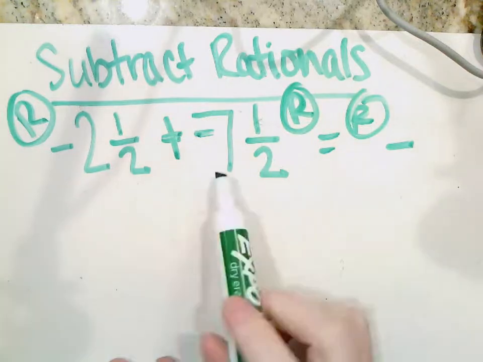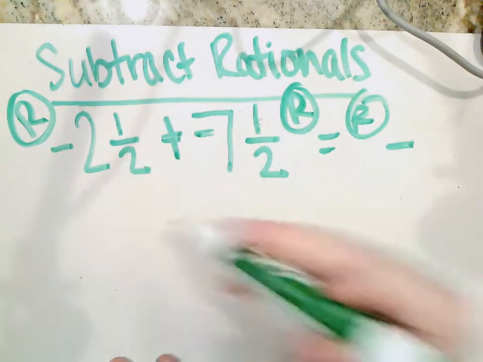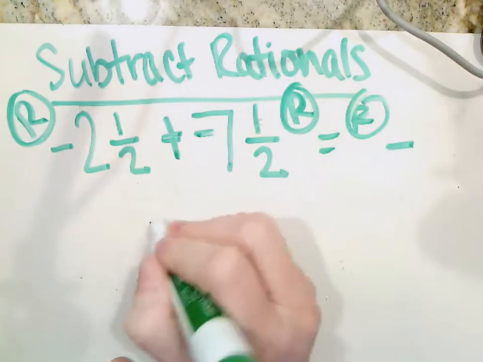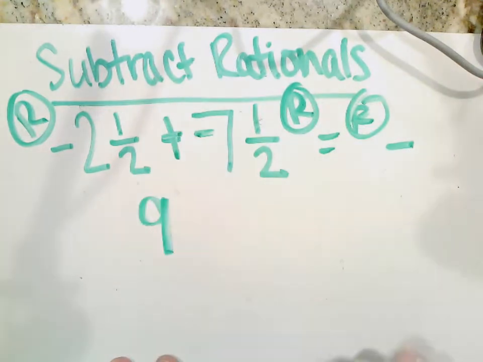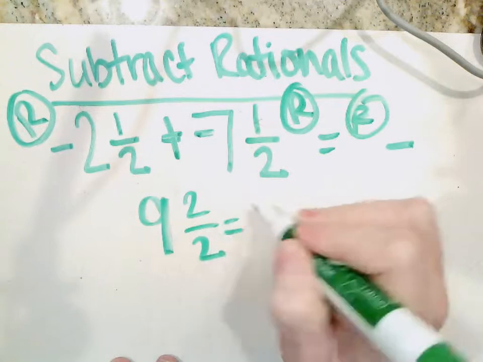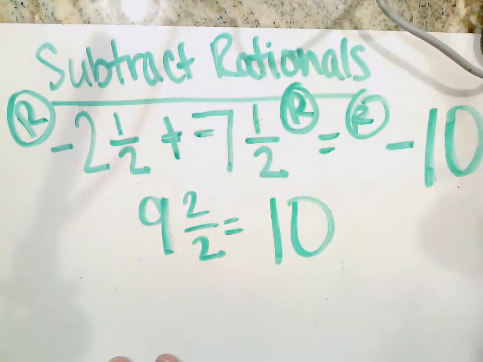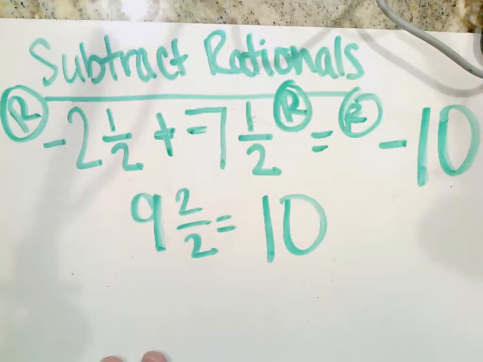So all we're doing is adding 2.5 plus 7.5. Well, 2 plus 7 is 9. 1 plus 1 is 2 over 2, which is actually 1 whole. So this is 10. So our answer for this one is a negative 10.